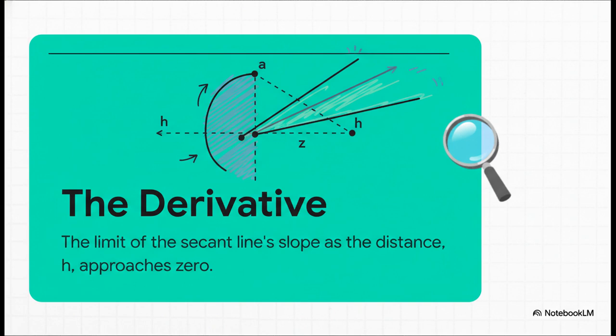Imagine you take that second point and you start sliding it closer and closer and closer to the first one. That little distance between them, which we call h, gets smaller and smaller. As you do that, the secant line starts to pivot, right? And it gets closer and closer to looking exactly like our tangent line. The derivative is just: what number does that slope approach as h gets ridiculously, mind-blowingly close to 0? That's the limit. And boom, that's the formal definition.